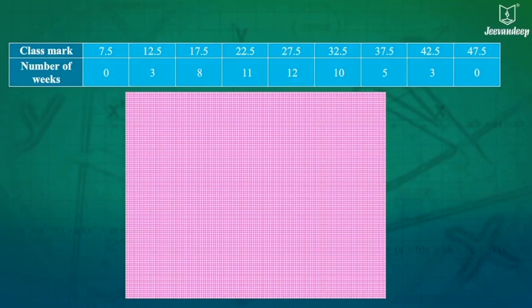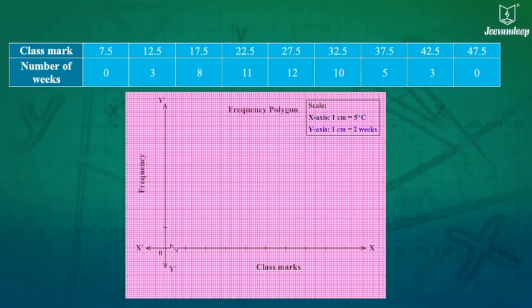Class marks. Number of weeks. Scale. X-axis: 1 centimeter equals 5 degrees Celsius. Y-axis: 1 centimeter equals 2 weeks. Take class marks on the x-axis and frequencies, that is, number of weeks, on the y-axis. Plot the points xi, fi.